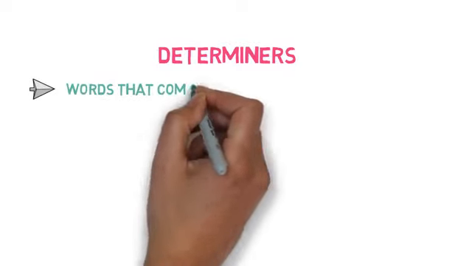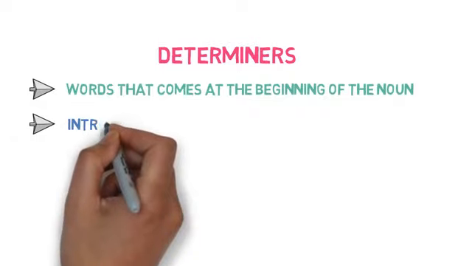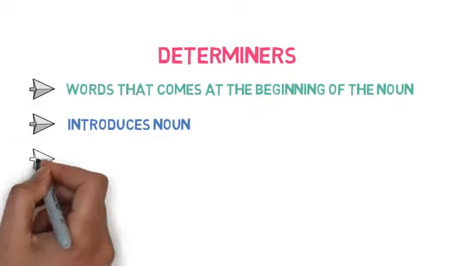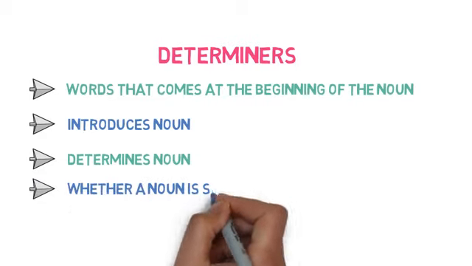Determiners are words that come at the beginning of a noun, hence basically introducing the noun. They determine the noun, that is, whether a noun is specific or general.